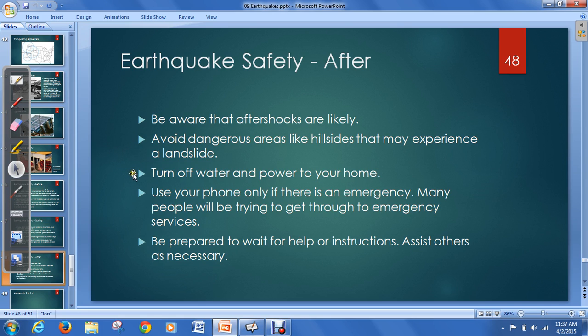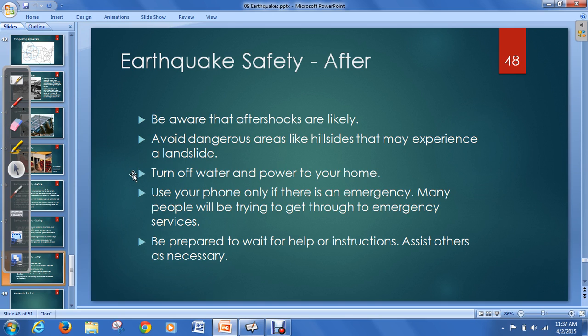Turn off water and power to your home. This one's a big one, and people often forget to do this. If an earthquake occurs, it generally has caused some type of damage in your plumbing or in your power lines, and you want to turn off the power and the water until you can be sure that there's no leaks or breaks or anything like that.